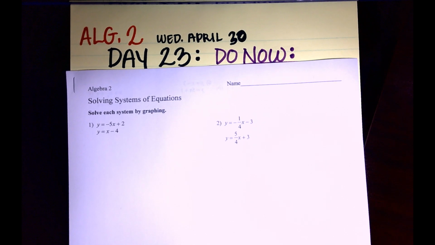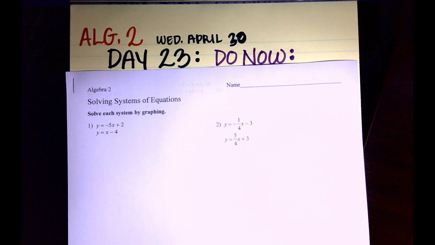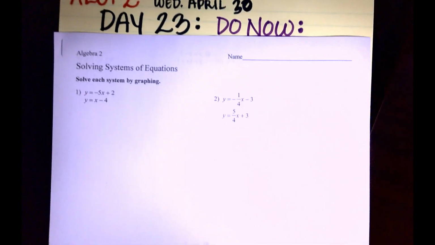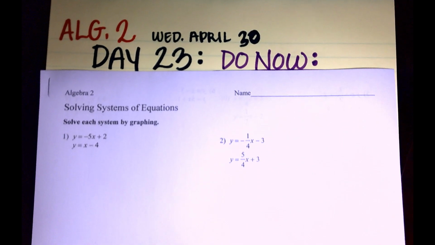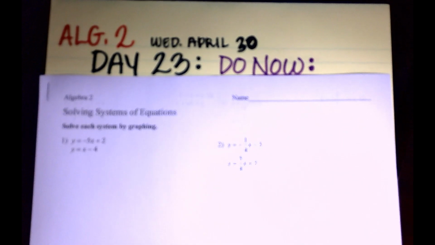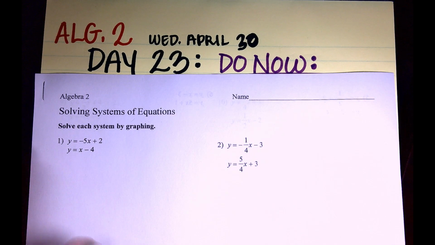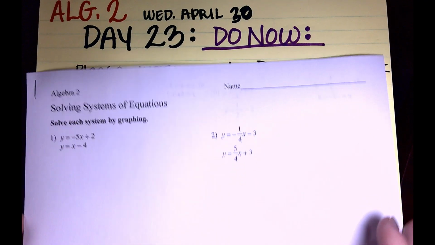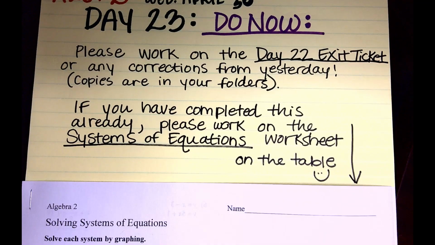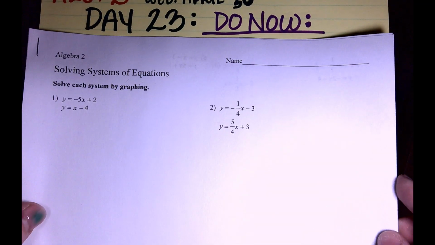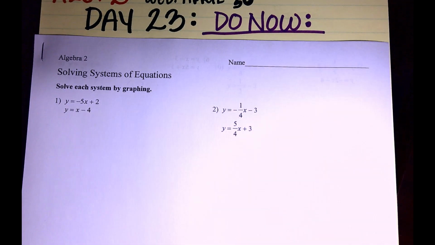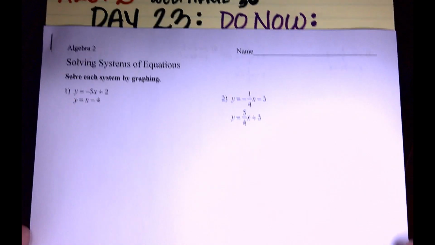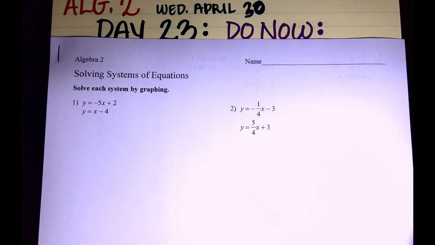It is Wednesday, April 30th, and it is day 23 for us in Algebra 2. Yesterday I was not here to teach you this lesson, so we're going to review it a little bit. The do now was to work on the exit ticket, and if you had completed it, to start working on this worksheet. So now we're going to move forward and look at this worksheet together.